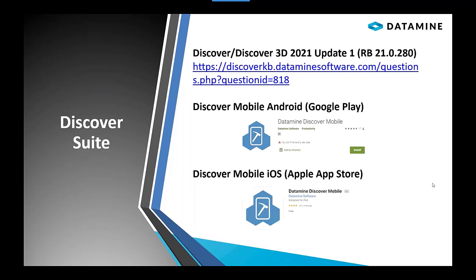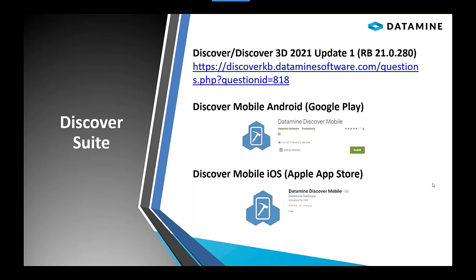So with Discover and Discover 3D, the updates you can find generally, we've got a Discover KB, so that's always a good resource to look at. If not, we do have in-product alerts that pop up. You'll see down the bottom corner of your screen, you'll see little alerts that come up, and so you'll be able to update the product from there.